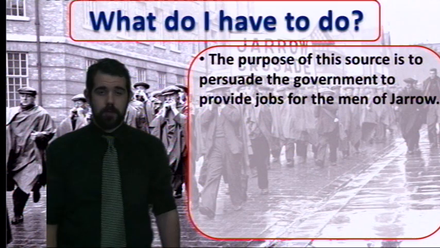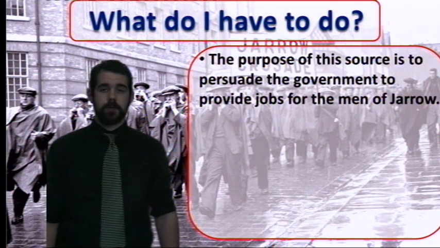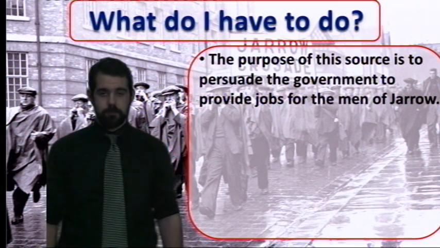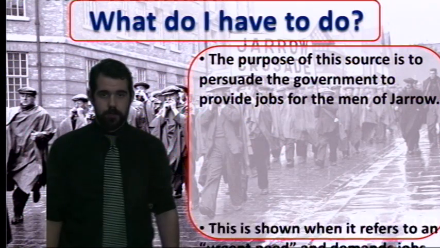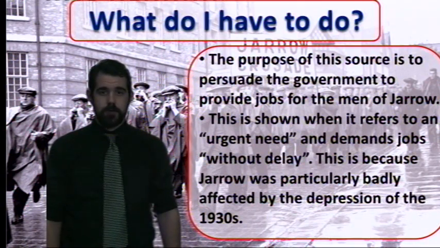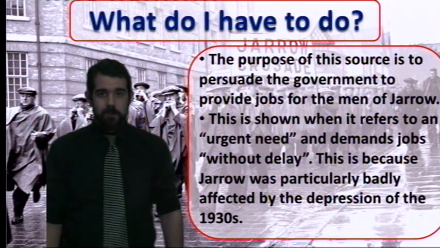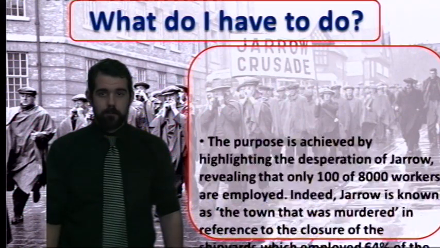So, the purpose of this source is to persuade the government to provide jobs for the men of Jarrow. That is a simple statement of purpose, that's how you start your answer. This is shown when it refers to urgent need, demands jobs without delay. This is because Jarrow was particularly badly affected by the Depression of the 1930s. We're starting to see a bit of our knowledge there, but it's not particularly impressive.